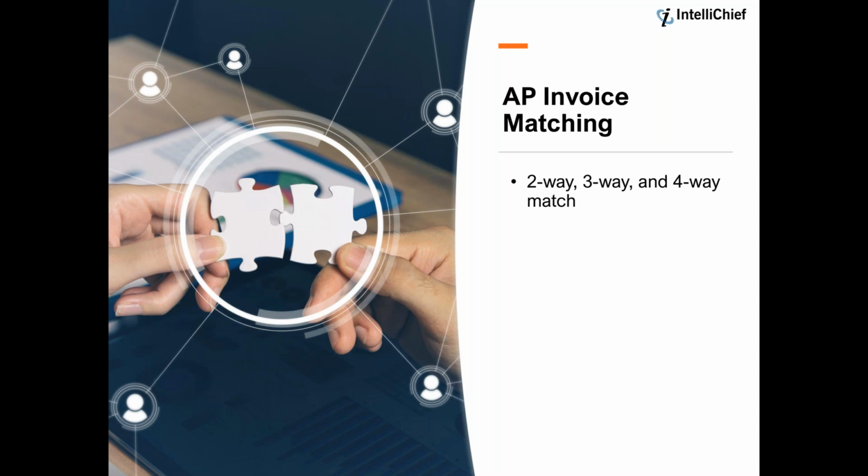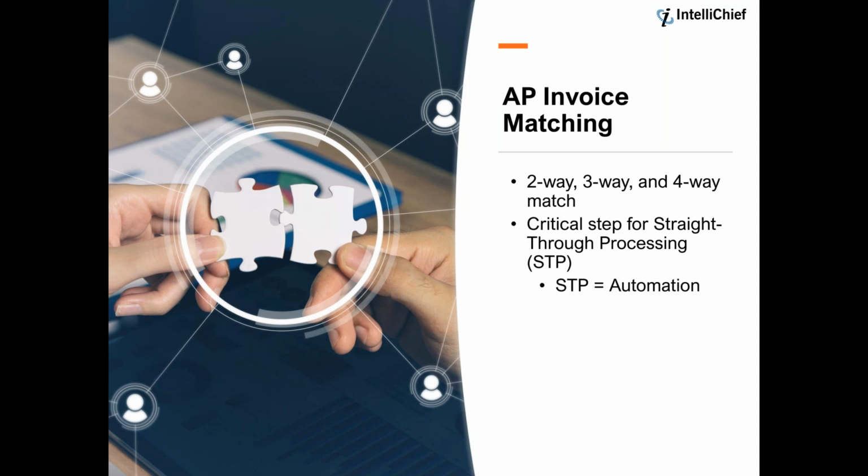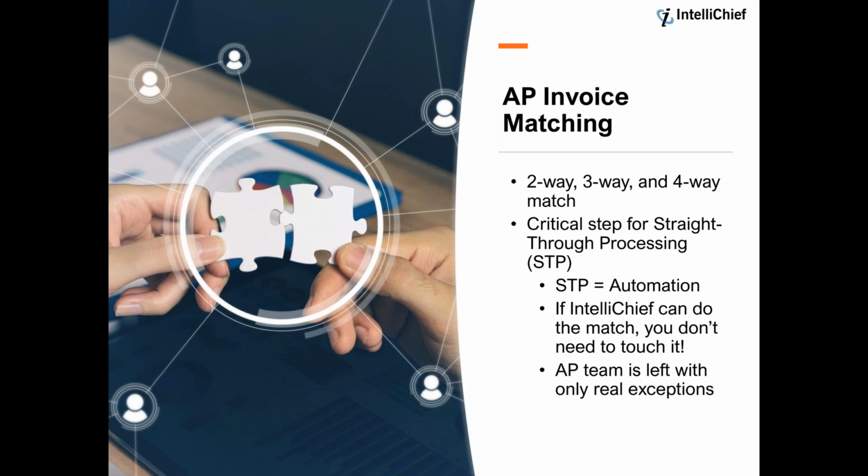So matching is critical. I mean, we support all kinds of different matching, two-way matches, four-way. We can match against any sort of criteria, but the automated matching in real time is really a critical step for this concept of straight-through processing. We don't want to give users things to do that are sort of monotonous, that the system can learn on its own, if you will. So STP, or straight-through processing, that's your automation. So if we can do it, your users don't have to touch it at all. And the only thing the user is working on are true exceptions where something is out of tolerance, if you will.